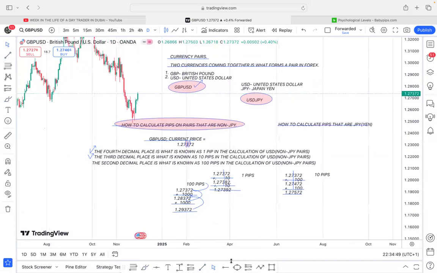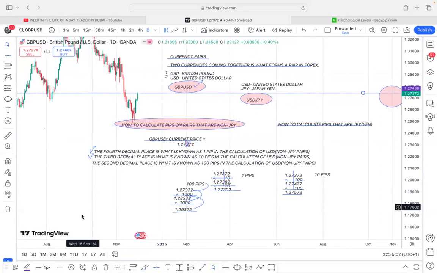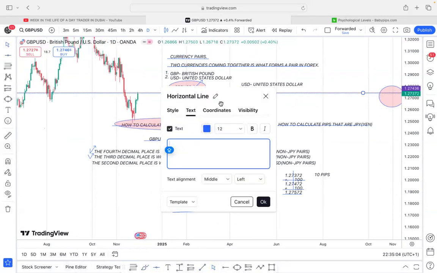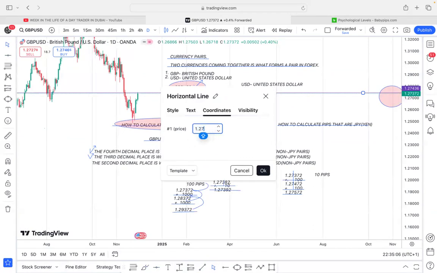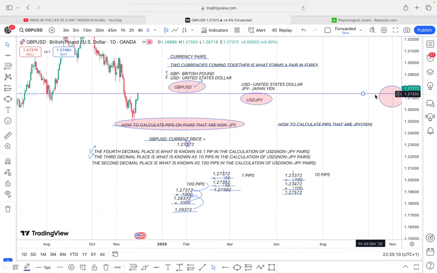So now, like we said here, look at this side where my arrow is, where I'm putting this box now. You can see that the current price is 1.27372. Let me bring out my horizontal line and plot it there. Let me change the coordinates to 372. So we just did what we just calculated. You see that line that I put there? Look at where it's showing.